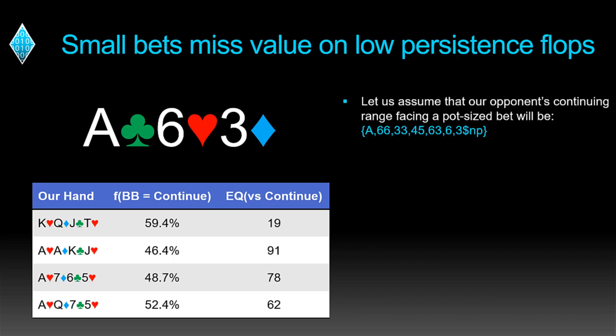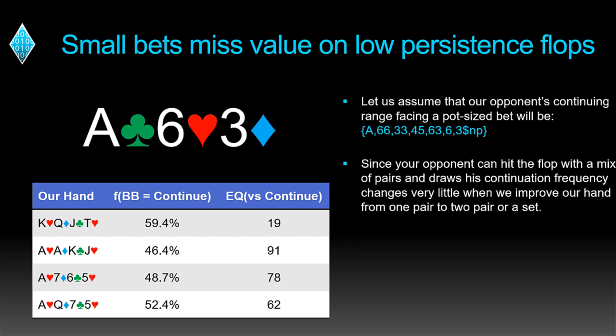And we see just top pair with a gut shot, where we only intersect by pairing the board once, our opponent can continue 52.4%. And so what we're seeing is because our opponent can hit this flop with a mix of pairs and draws, his continuation frequency actually changes very little when we improve our hand from one pair to two pair or a set.